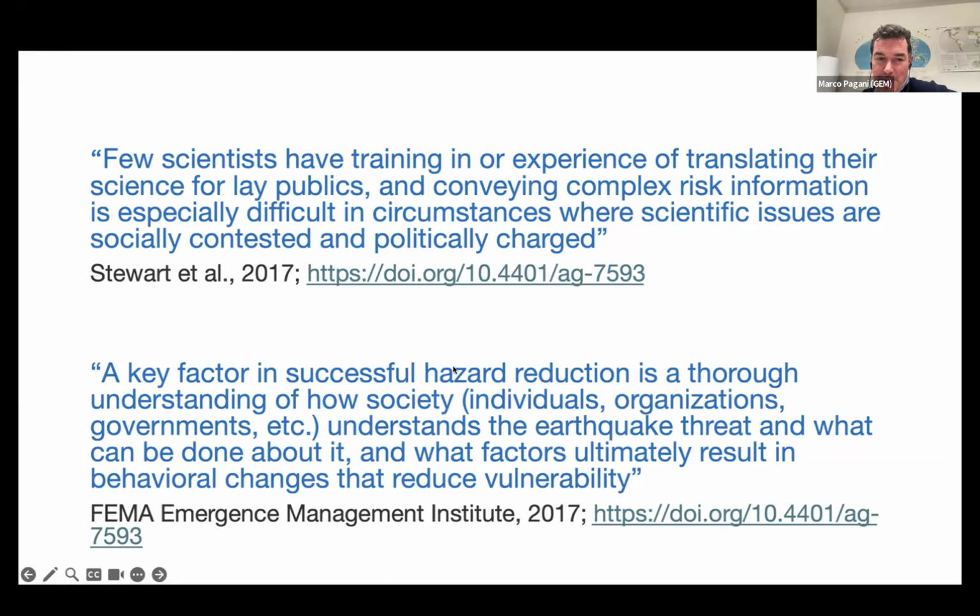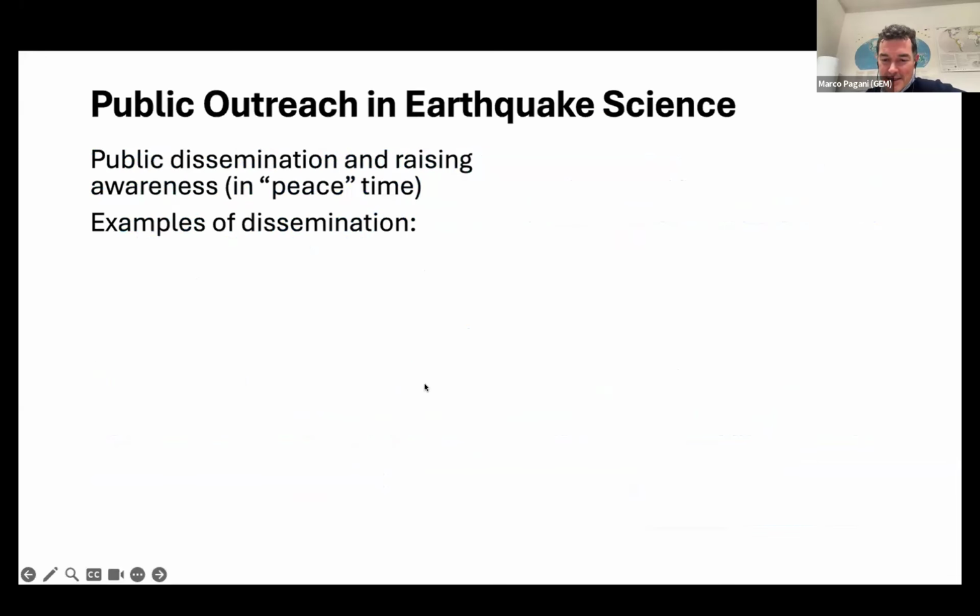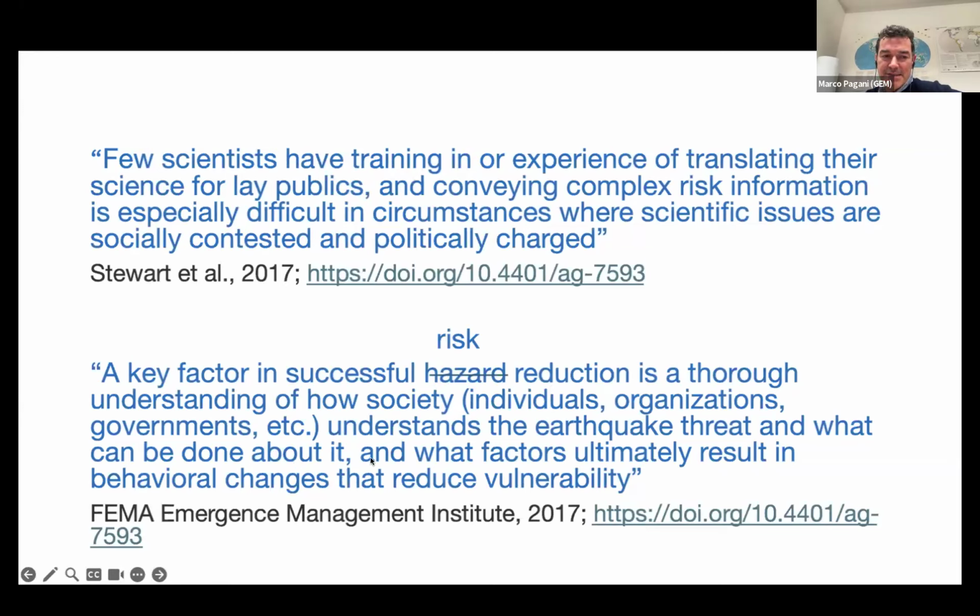Here there is, in my opinion, something that is not completely precise, because I don't think that hazard can be reduced. Instead, I would have written risk reduction.